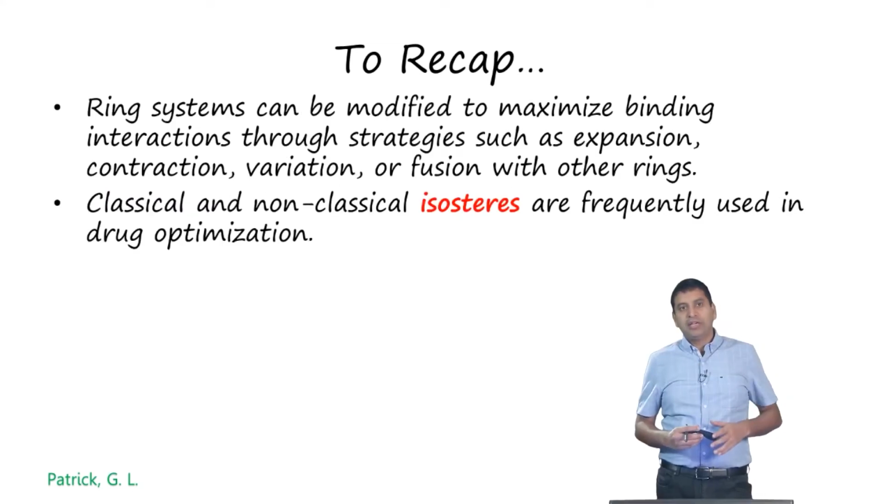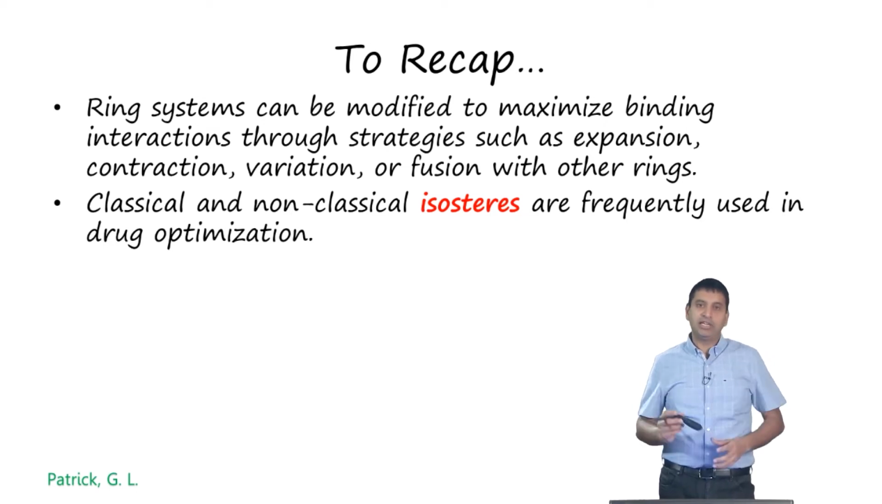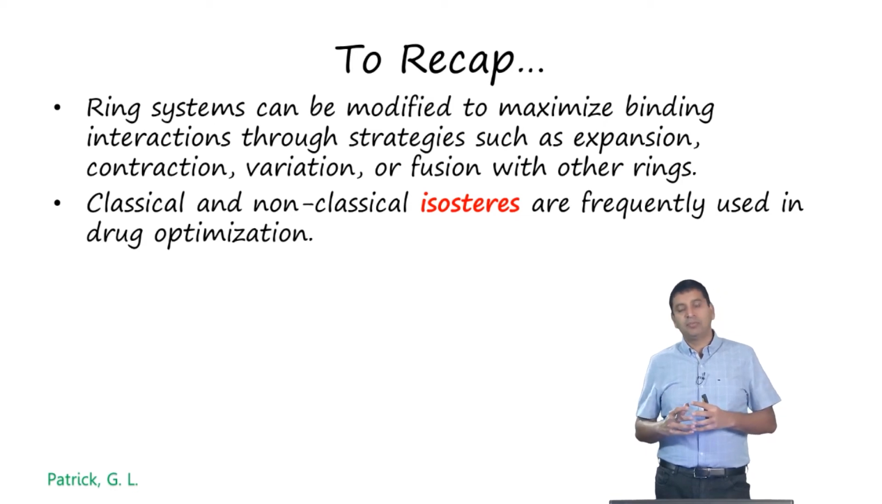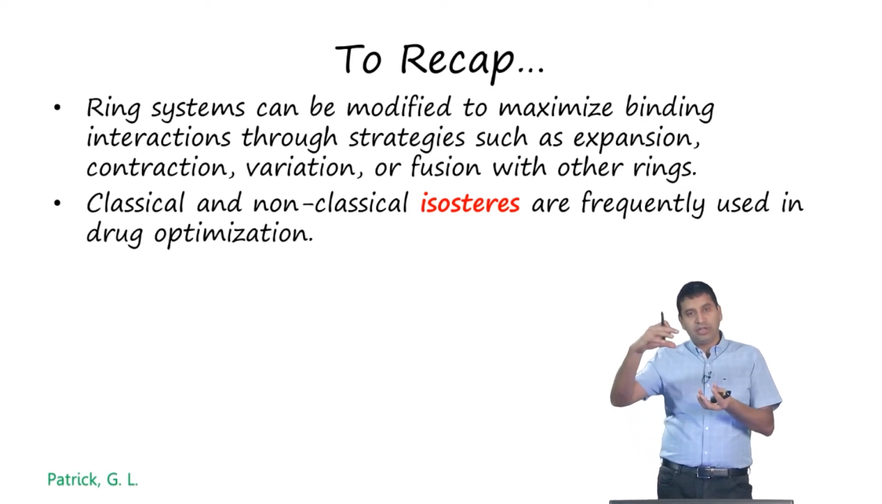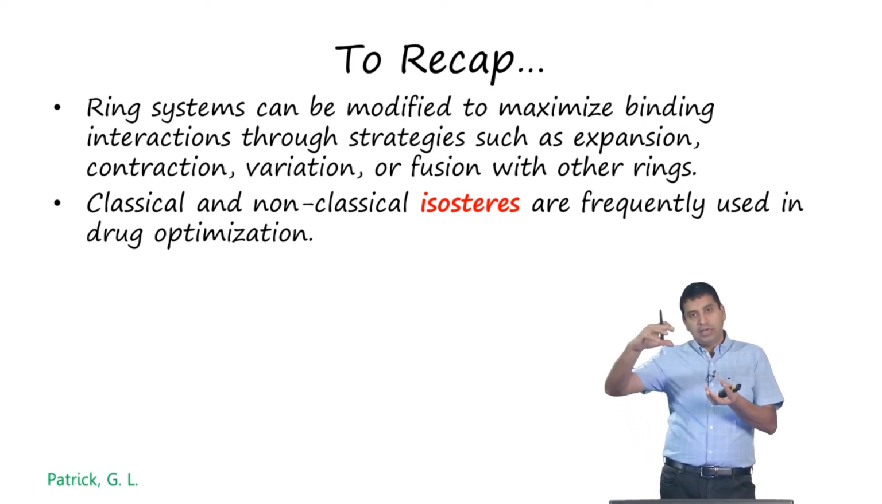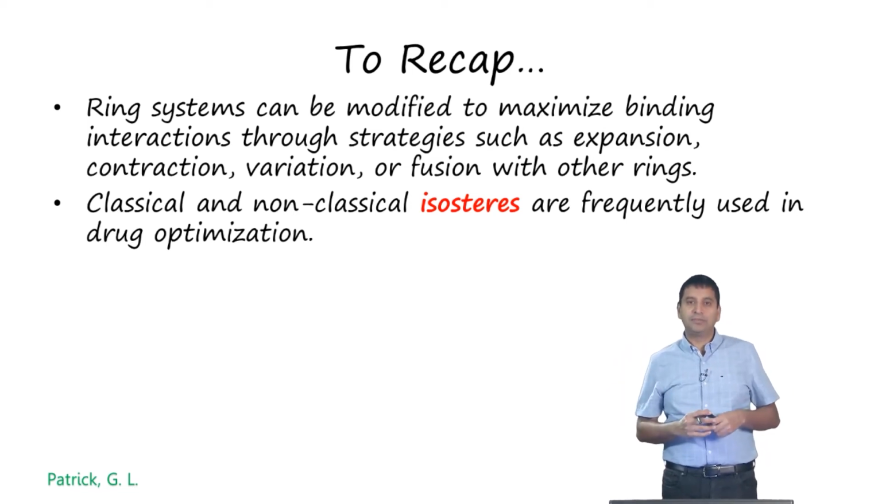We can also modify ring systems to increase the binding, and these can be achieved by doing ring expansion. So we can make a 6-membered ring a 7-membered ring. We looked at examples of those. We can convert a 6-membered ring to a 5-membered ring, for example. Or you can also vary the ring. So you can convert a completely alkyl or carbon based ring system to somewhat of a heterocyclic ring system, or you can also fuse it with other rings. So if there are two rings which are close to one another, and if the degrees of freedom are quite high, you can fuse them with other rings to reduce that.